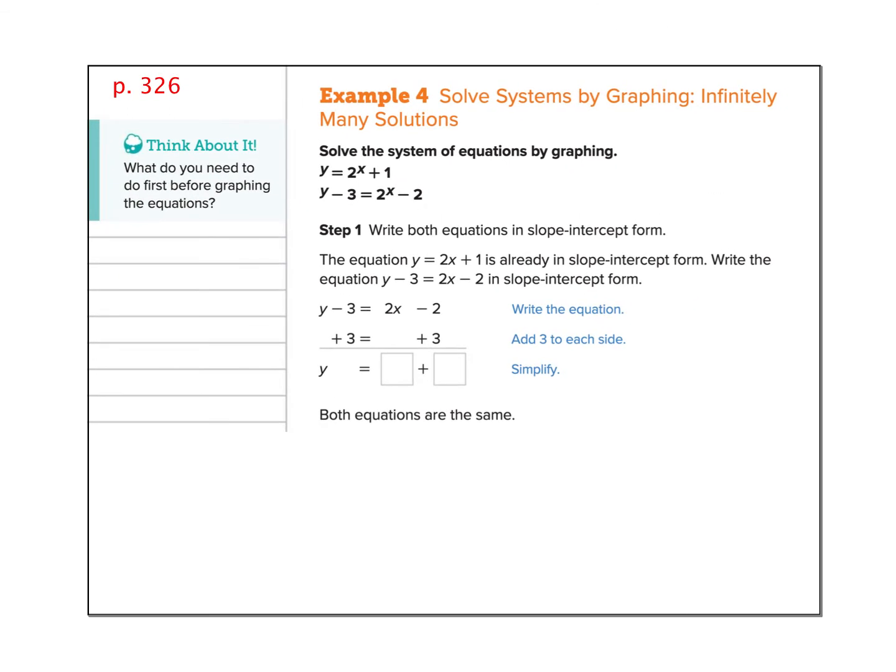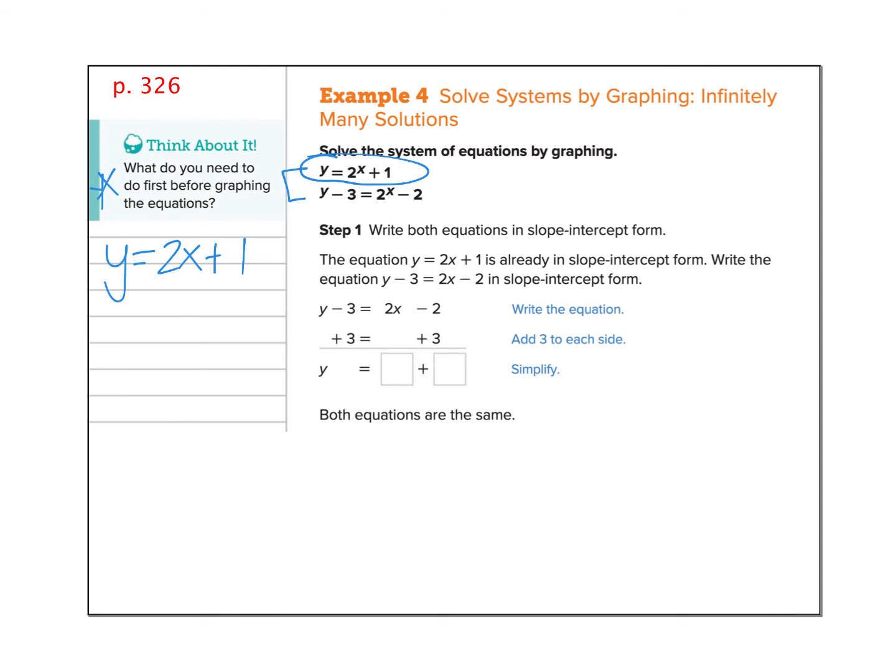All right, if you go to page 326, let's look at one. So we have two equations. I want you to think about first, what do you need to do before you can actually start graphing those equations? Well, we'd probably need to rewrite them. If I look at the first one, that one looks good. I'm just going to rewrite that over there. If I look at the second one, that one does not look good.